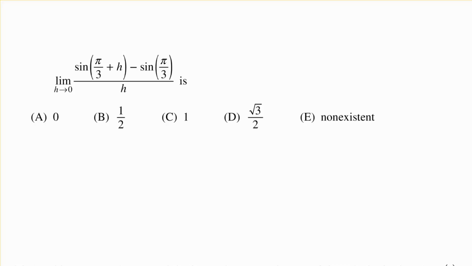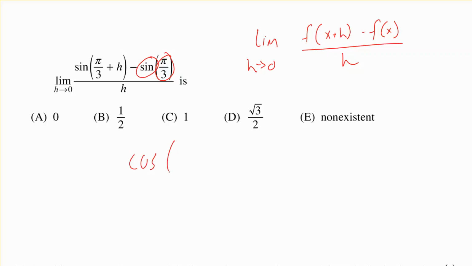The definition of the derivative is the limit as h goes to 0 of f of x plus h minus f of x over h. So what is f of x? F of x is sine. Where are we finding the derivative? We're finding the derivative at pi over 3. What's the derivative of sine? Cosine of pi over 3 is 1/2. If we recognize it for what it is, that problem's pretty awesome.